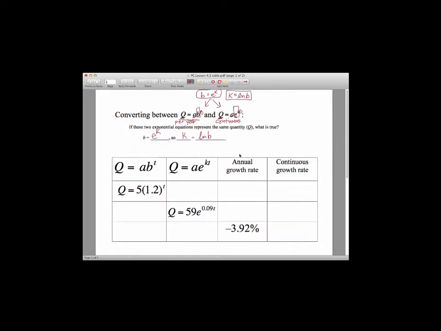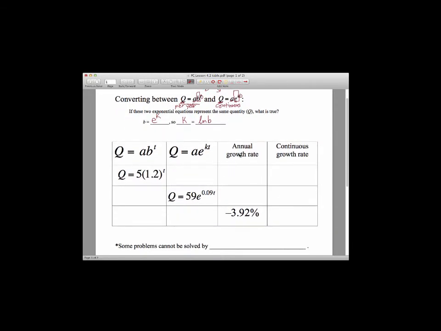So now if we look at this table, just as an example of getting some practice at going back and forth between these two, here in the first column, we have the traditional a times b to the t version. The second column is the continuous version. And then the other two columns are just the growth rates that we're going to write down. So just to review and to practice this new skill, if a was 5 and if b was 1.2, how could we convert this into the continuous version? Well, q is still q. The initial amount is still 5.